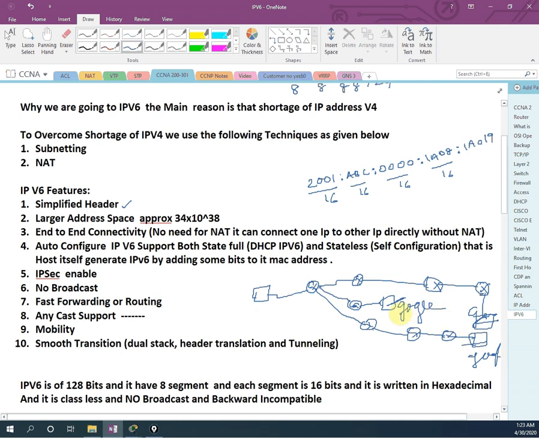So all Google servers will have the same IP address. When I ping the Google server, the router will check which Google server is nearest to me and forward my traffic to that server. It will not forward to a farther one. For example, this is country A, country B, country C. It will forward to country A, not to country C, because we have more routers.